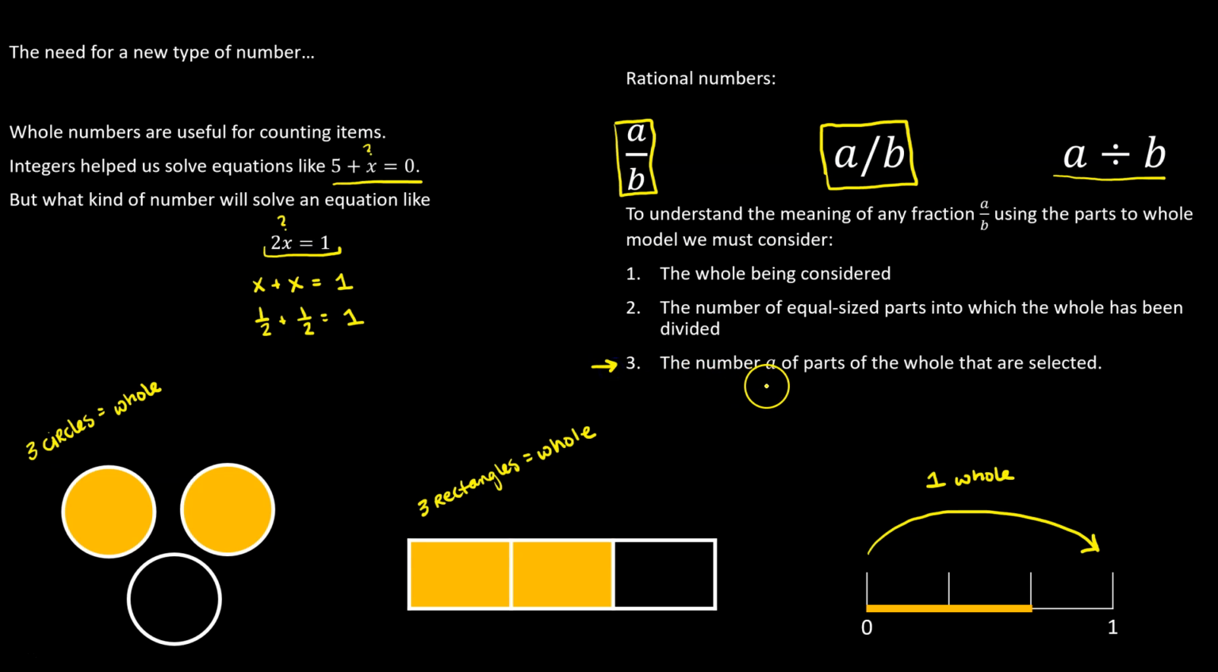The last part of using this parts to whole model is to think about the number of parts that are selected. And in this case, I've shaded in the parts that I'm selecting. So in the circle rational number, I have 2 parts selected out of the 3 equal-sized parts that make a whole. Same with the rectangle. I have 2 of the rectangles shaded in, 3 rectangles made a complete set. And then even on the number line, it's the same thing. We have 3 equal-sized parts of our number line. The partition is 3 equal-sized partitions, and I'm drawing a line past 2 of them to represent that I'm selecting 2 of the partitions out of the 3 that we need to make a whole.